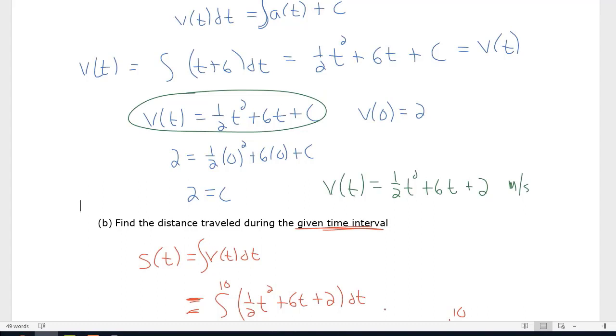So in this section, we want to summarize the difference between the two. Indefinite integrals produce families of functions, not numerical values. Definite integrals will produce numerical values.